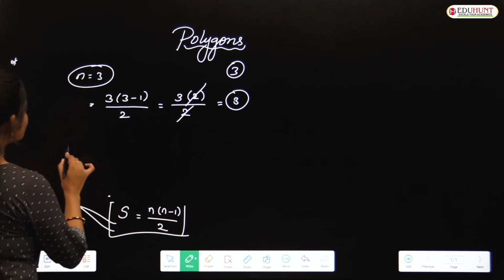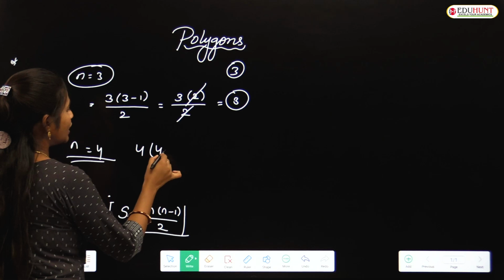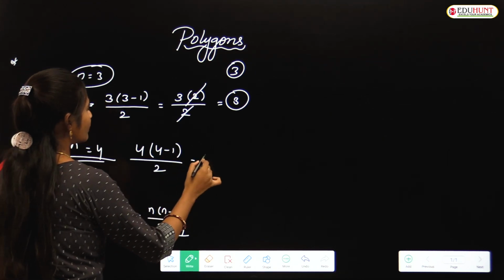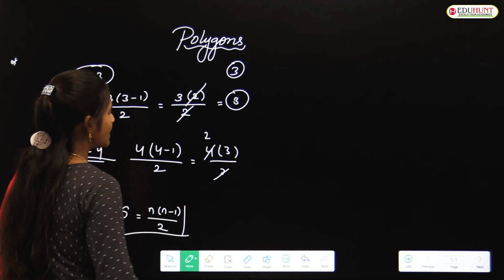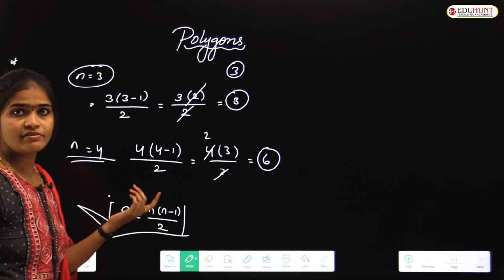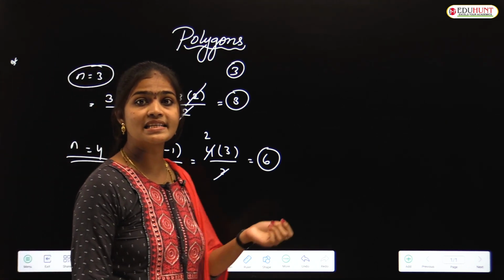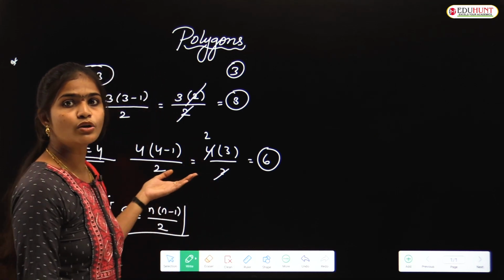Okay. So let us take n is equal to 4. Then the number of line segments is 4 into 4 minus 1 by 2. So 4 into 3 by 2. 2 cancels 4, 2 times. So 2 threes are 6. Yes or no? In the previous method also we got the number of line segments of a quadrilateral as 6 only. So in this method also we got that 6.